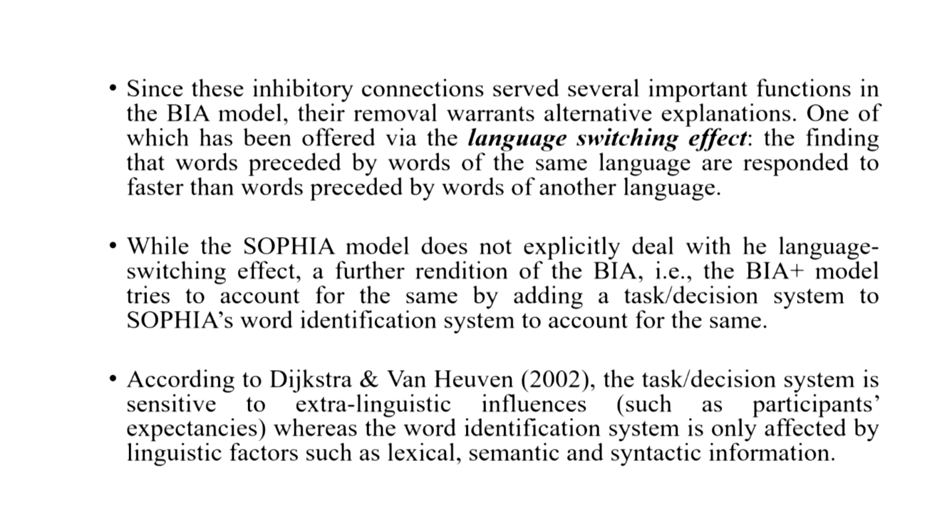So, the word identification system, however, is only affected by linguistic factors such as lexical, semantic, and syntactic information. In some sense, you can see that the BIA plus model has a task decision system and a word identification system, whereas this word identification system works only on linguistic information. The task decision system is sensitive to task requirements, participant expectancies, and other factors as well.